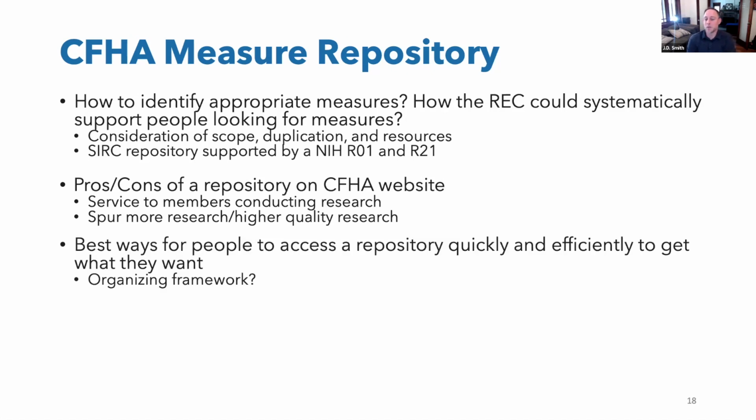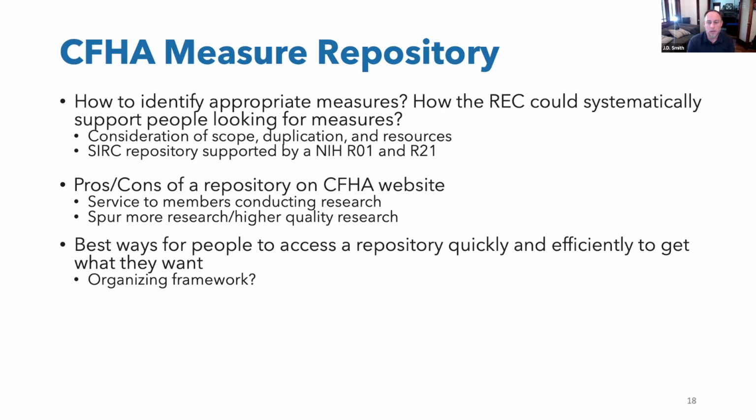What are some of the best ways for people to access a repository quickly and efficiently? I think beyond the obvious of just having a user-friendly website, and probably having a consultant that would help with user-centered design or human-computer interaction for just the display and all those kind of pieces, one of the things that is helpful is some kind of an organizing framework. I think it's kind of hard if you're going to be all over the place with the different kind of things that you might want to include.